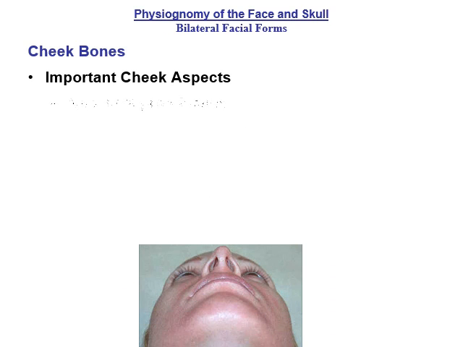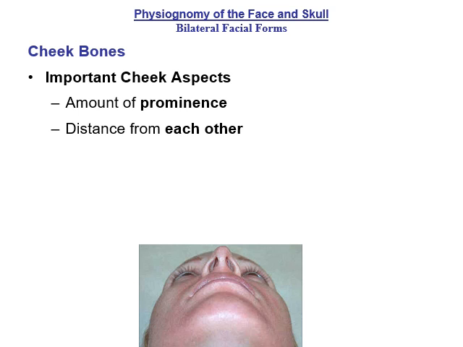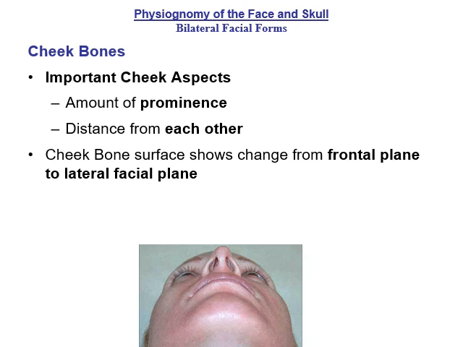So looking at the cheekbones, some important aspects of them. You want to look at the amount of prominence, how far they stick out. Do they stick out a long way or not? Are they kind of rounded off? The amount of prominence will also have an impact on the distance, how far they look from each other, because we have some bilateral facial forms that are based on how far the cheeks seem to be apart.